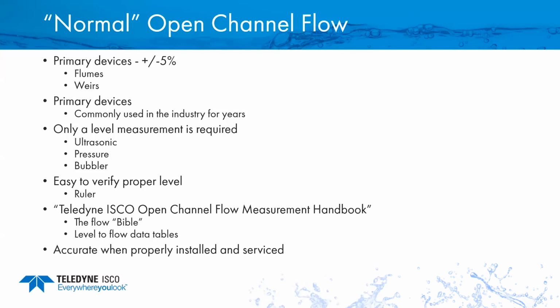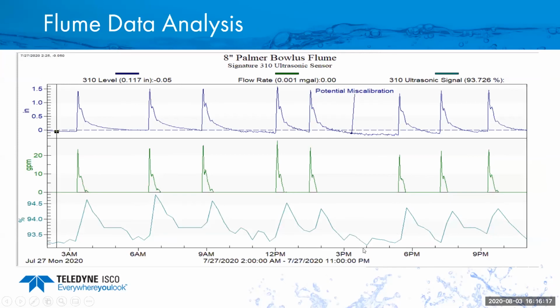When a flume is accurately installed, meaning it is level on all axes and there are no obstructions or things within the channel that can obstruct the flow, you will get that 3 to 5% accuracy. The chart in front of us right now is an 8-inch Palmer Bowlus flume with data collected from a Signature with a 310 ultrasonic sensor.